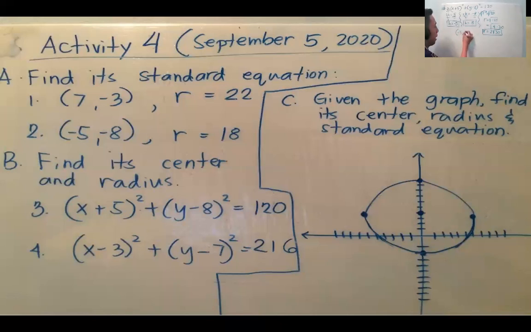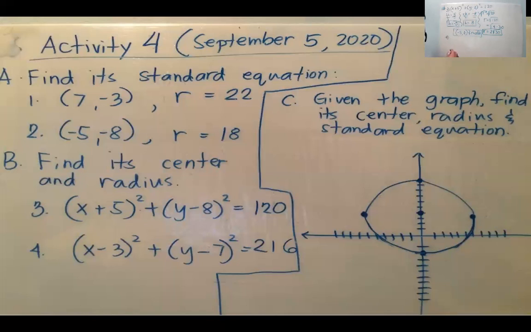Negative 5, 8, and r equals 2 square root of 30. This is the answer for number 3. Answer for number 3. Okay? Madali lang. Okay, number 4.